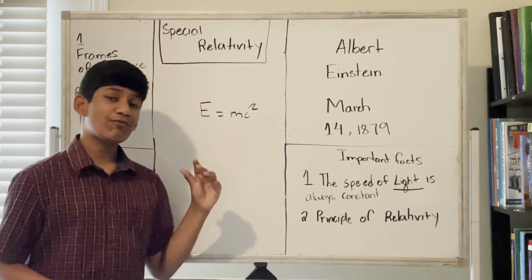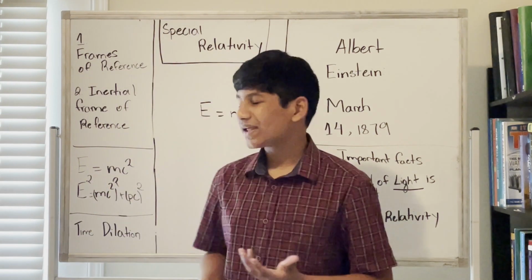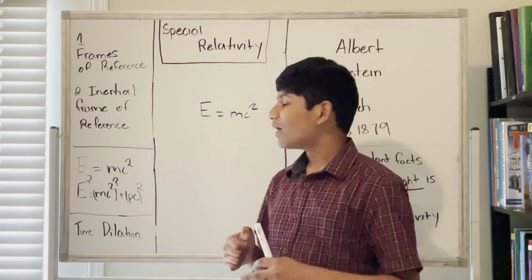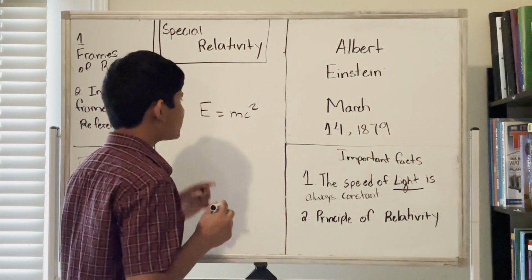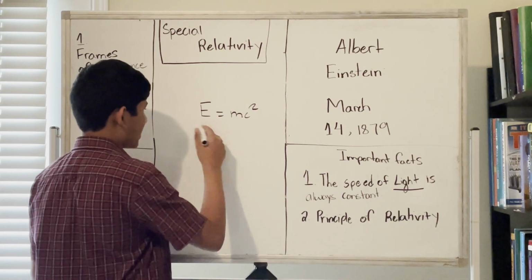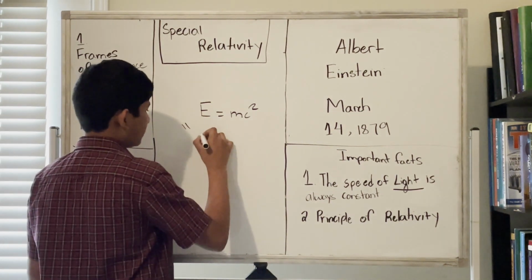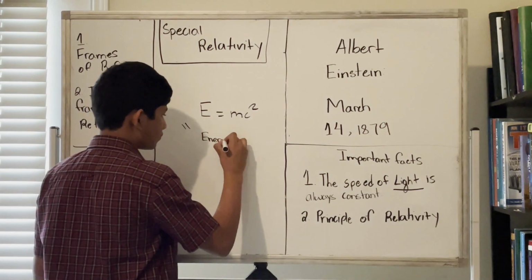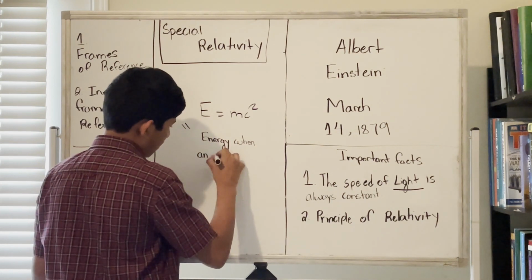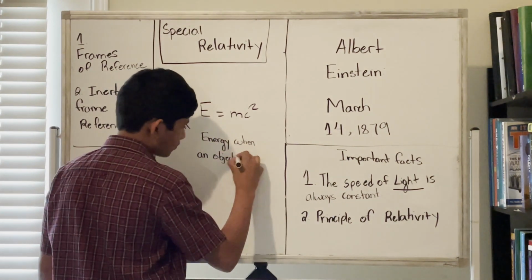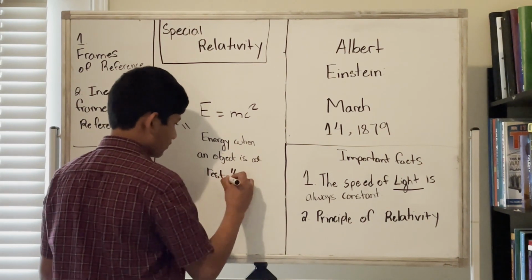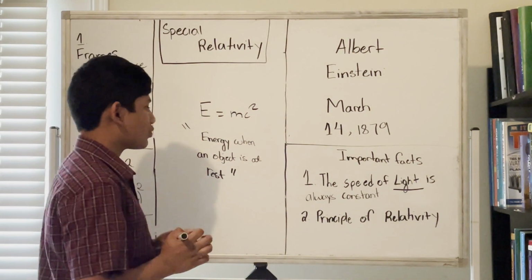But this isn't the full equation. I've also made another video talking about how there's another equation, which I'm going to talk about right now in more detail. To say right now, E equals mc squared is not the full complete equation. E equals mc squared is essentially just stating the energy when an object is at rest. Okay, so that's what E equals mc squared states.